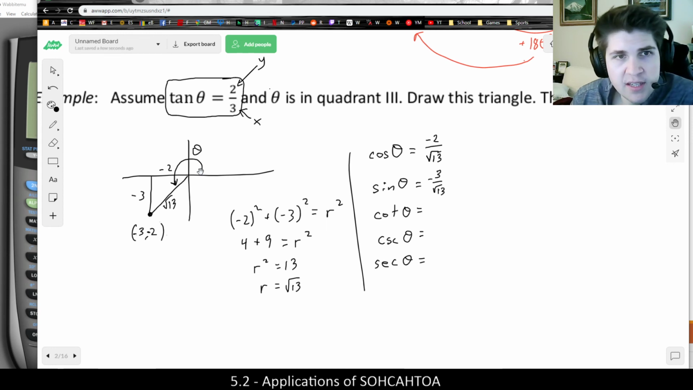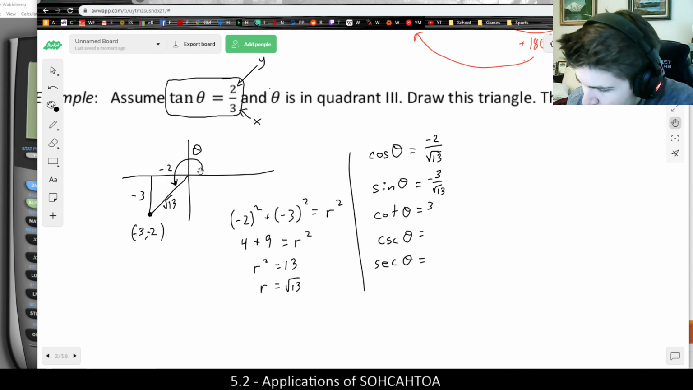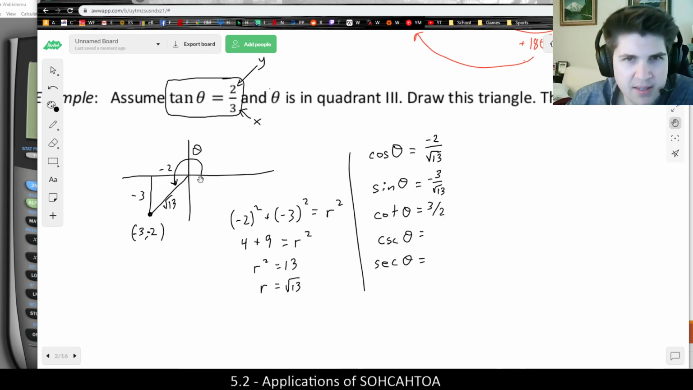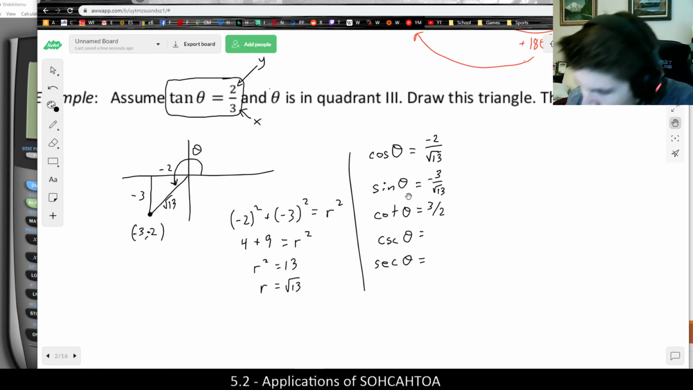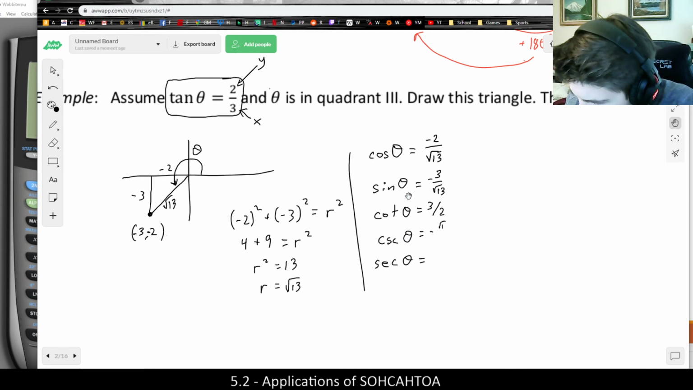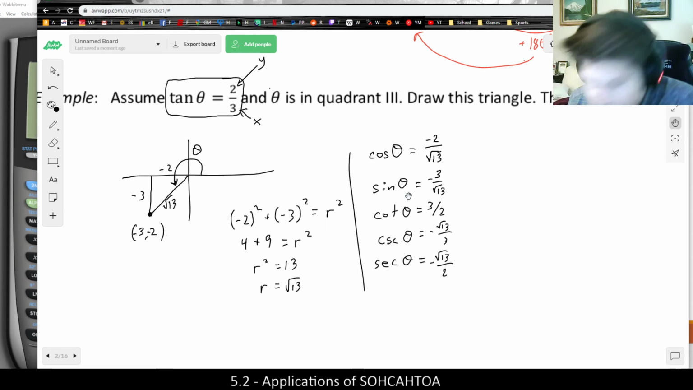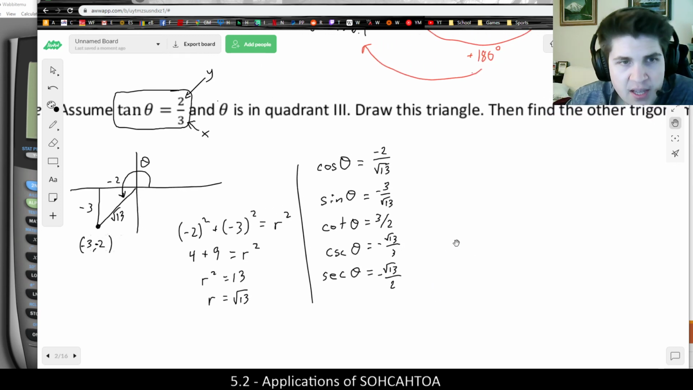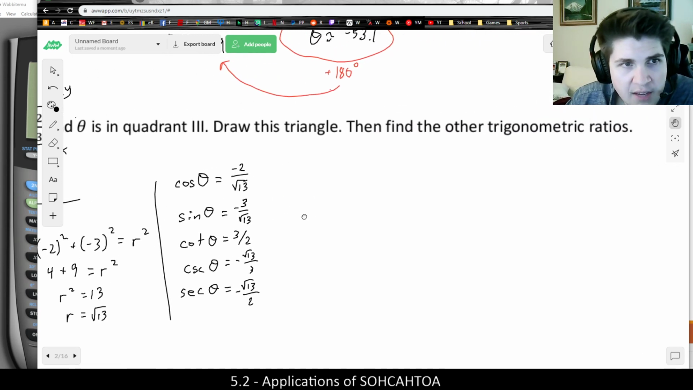The cotangent is x over y, which is just 3 over 2, or the reciprocal of tangent. So I didn't actually need to do any work to find the cotangent because I already knew tangent. But the cosecant is the reciprocal of sine, so that would be negative root 13 over 3. And the secant is the reciprocal of cosine, so negative root 13 over 2. And basically, I can find all the ratios. And I could use any of those ratios to then find theta.